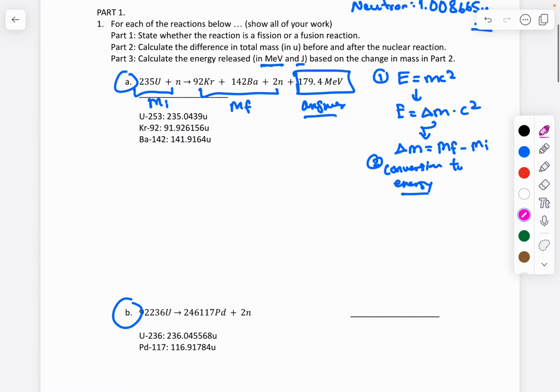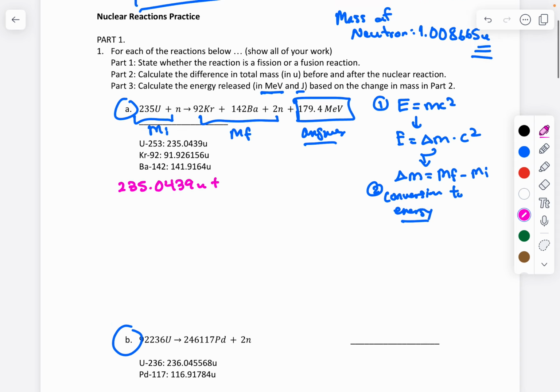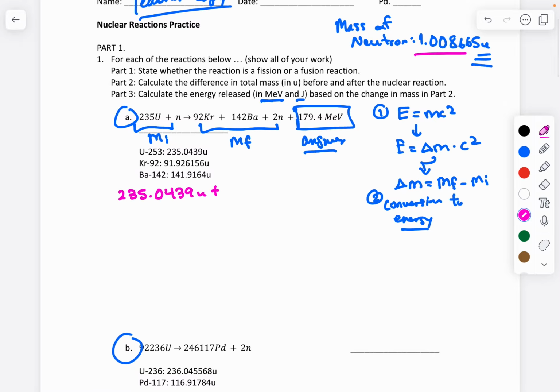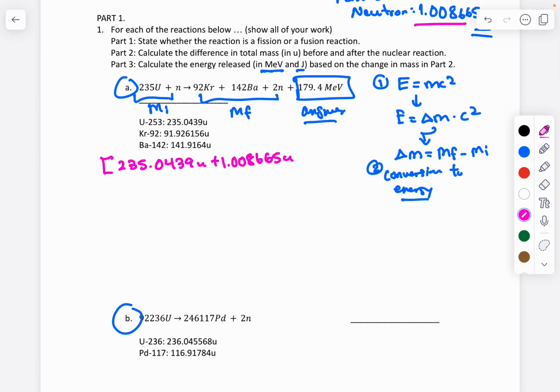I'm going to choose a different color here. First we have to figure out what our initial mass is. In this case, it's going to be 235.0439 U plus the mass of a neutron, which you can find in the IB packet, 1.008665 U. So you add this together. Remember, this is our M initial.